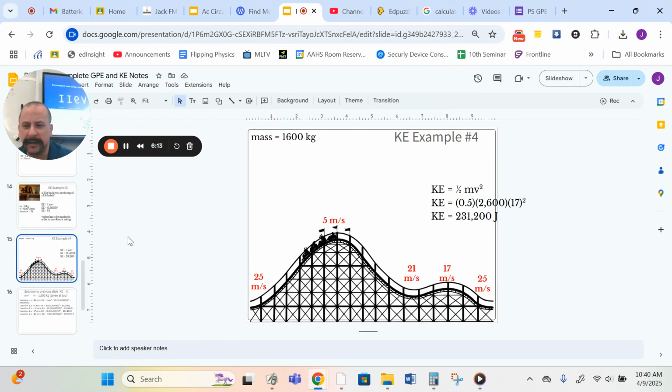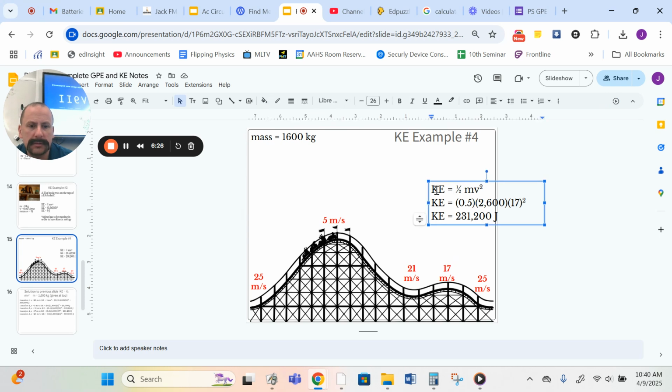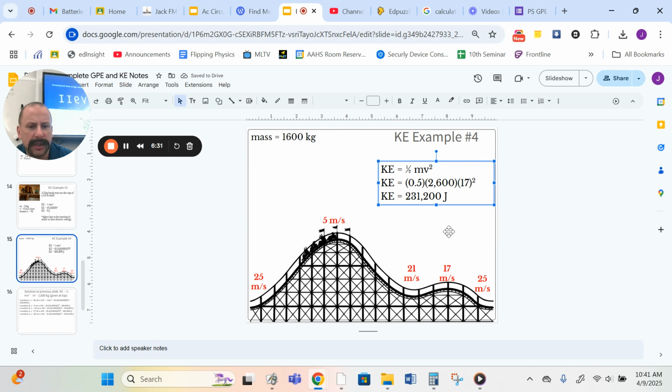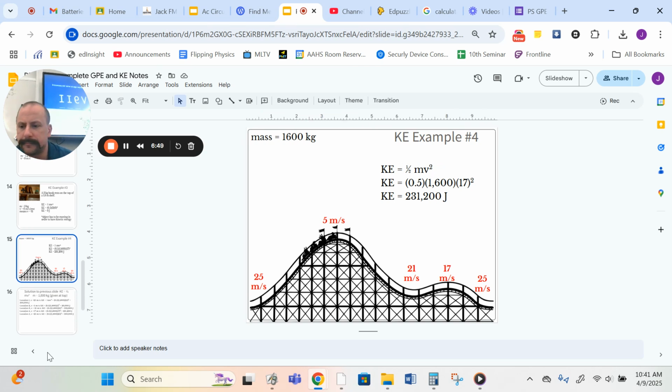Okay, to find the kinetic energy of the coaster at different points, they're giving me a mass and they're giving me the velocity. I want to type into 1/2 mv squared. This one is done for you on this slide, and I have all the other solutions posted on the next one. But if I'm looking here, 0.5 times my mass, that's actually 1,600. And that is the right answer. I just had the wrong mass typed out.